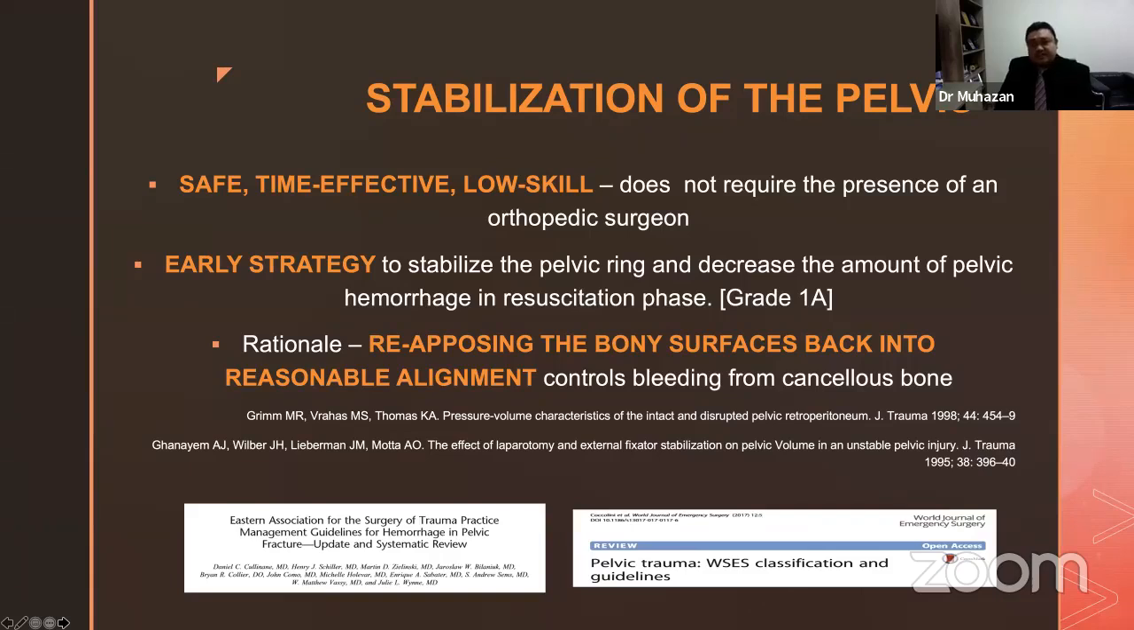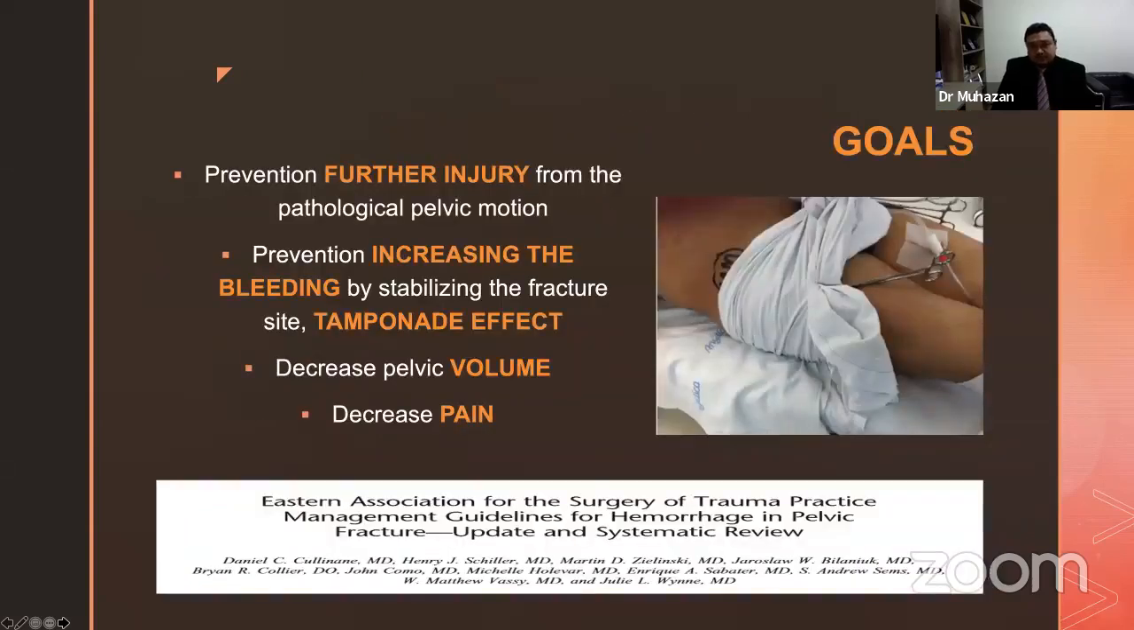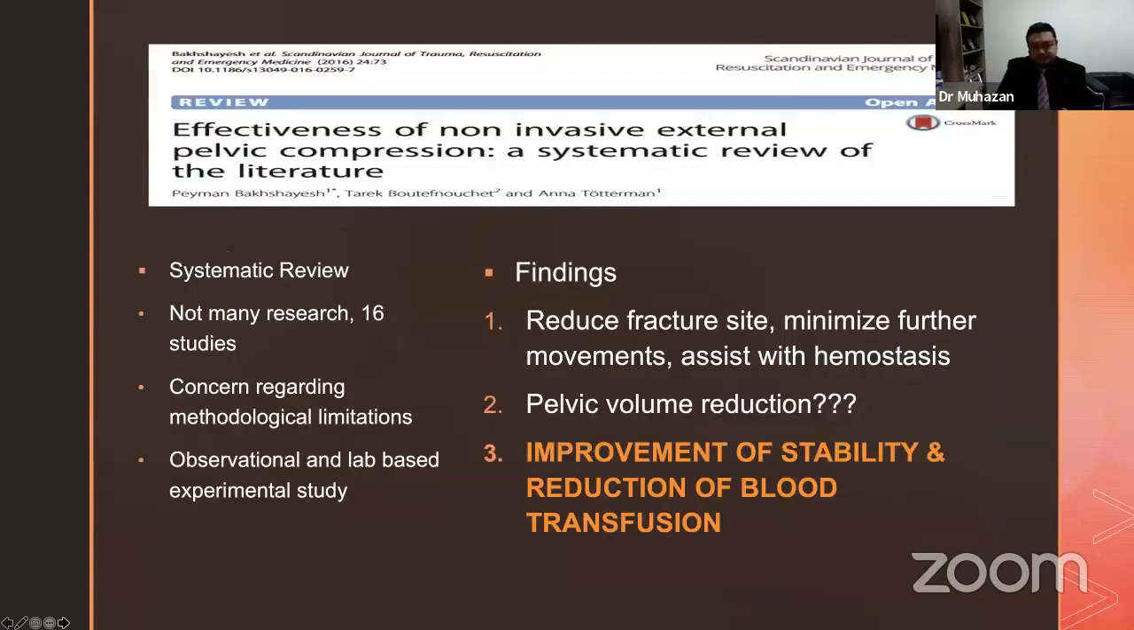And the rationale is to reappose the bony surfaces in a reasonable alignment so that you can control the bleeding. So when you bind the pelvis, the few things that you can achieve: reduce injury, reduce bleeding, achieve a tamponade effect, decrease the volume, and also decrease the pain.